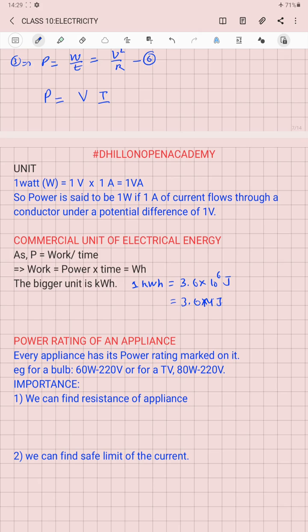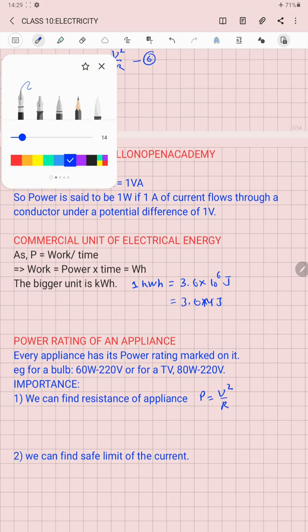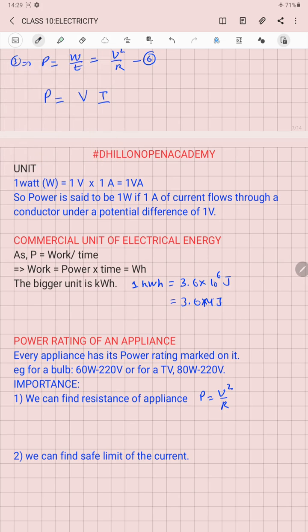For example, from the power rating of a bulb, we can find its resistance. We know that power is given by the equation V square over R. So R will be V square divided by P. So for this bulb, 60 watt 220 volt, its resistance will be 220 square divided by 60, which will be equal to 806.7 ohm.